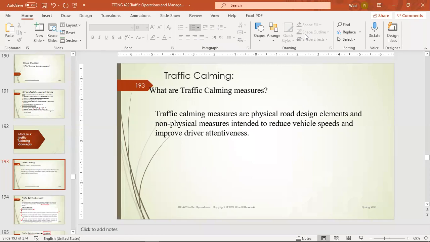So here it says the definition. What is traffic calming? Traffic calming measures are physical road design elements and non-physical ones. We can achieve that goal either using physical road design elements, like speed humps, speed bumps, narrowing the street, making lane closures, whatever. And we can achieve that with non-physical measures, like speed enforcement radar or informative radar signs and stuff like that.